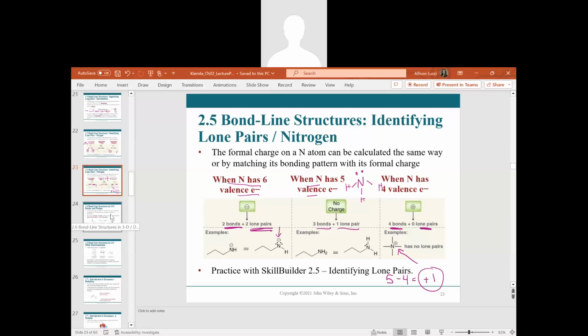So that's everything for this section. We'll continue with another form of notation in section 2.6.